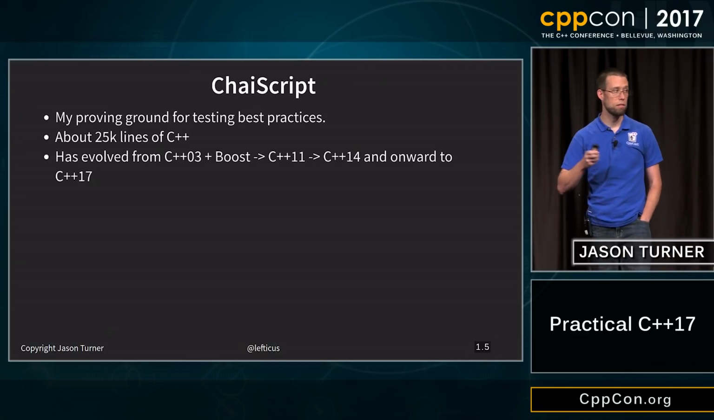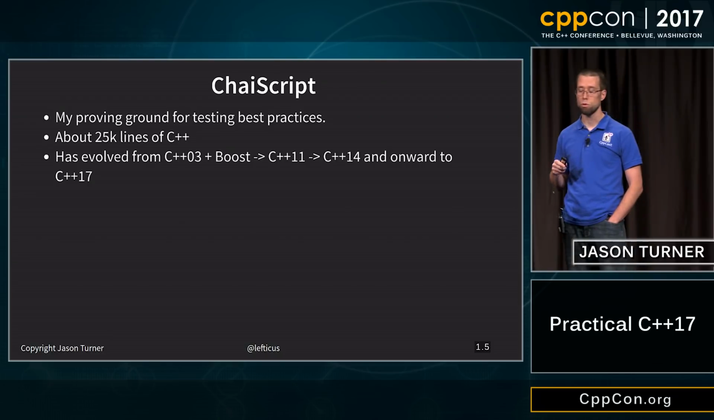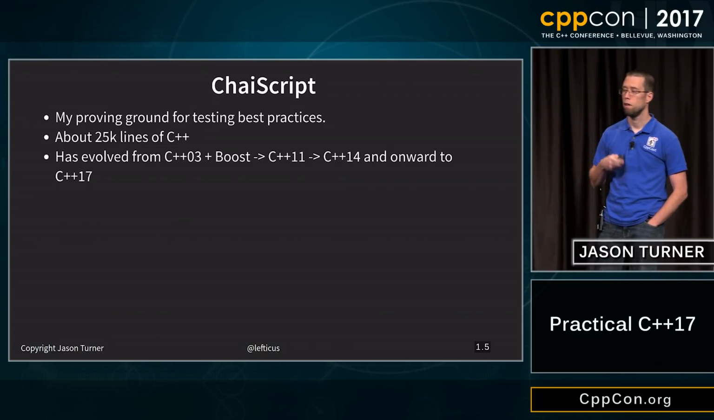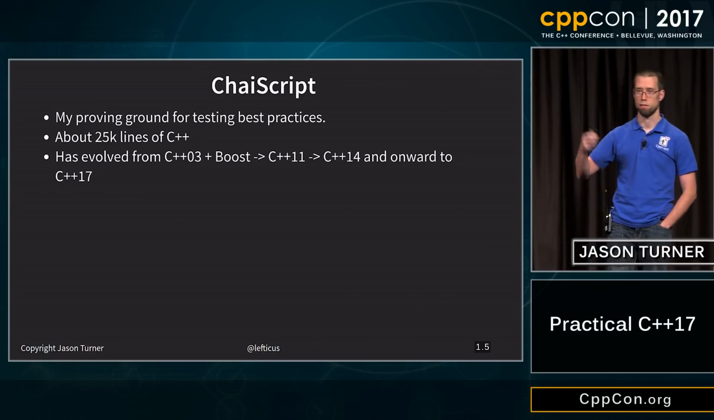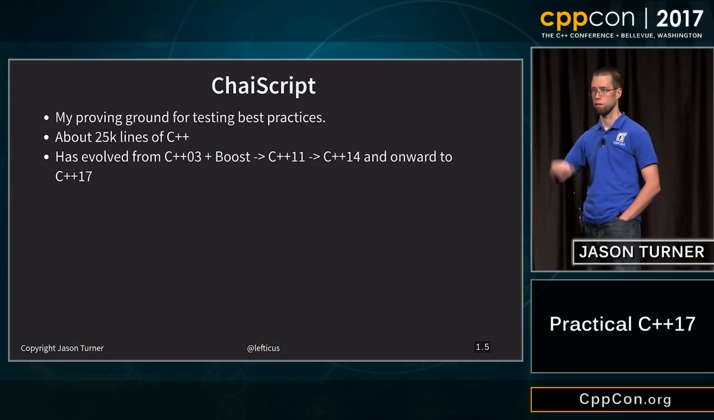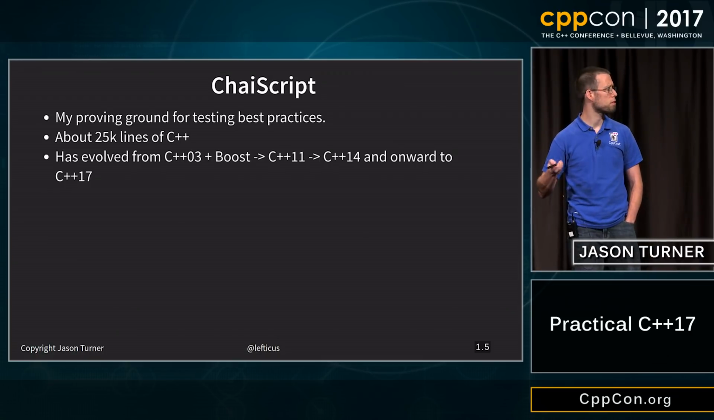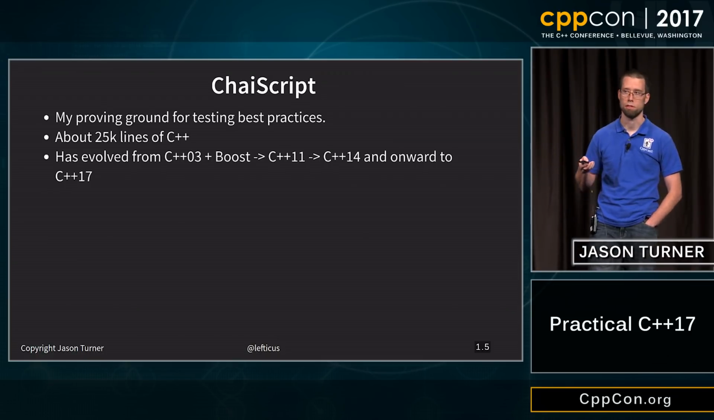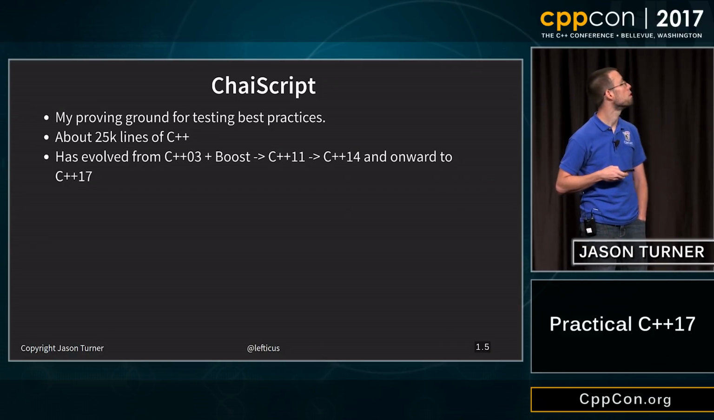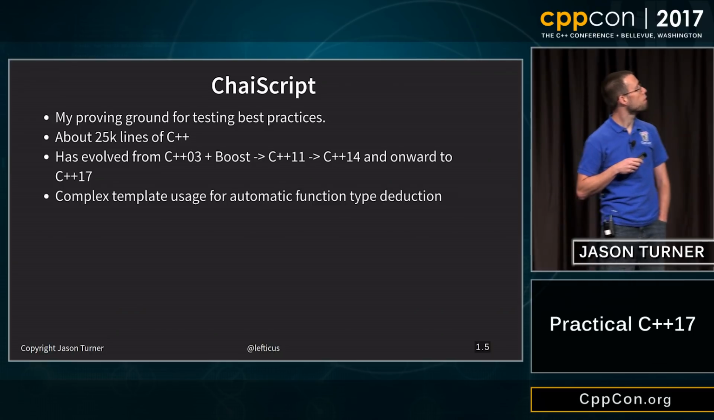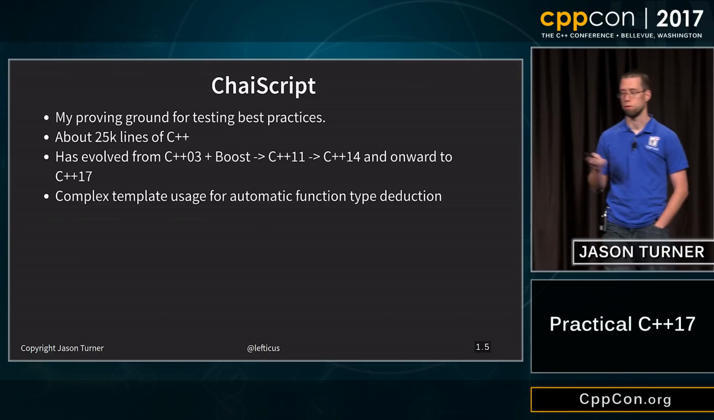And as you can see here, it's had lots of growing pains. We started with C++03 and using Boost with Boost shared pointer, which, since there was no unique pointer in Boost, has led to its own level of pain of trying to backtrack from having some of the shared pointer stuff. On to C++11, 14, and 17. The cops are driving past, coming for one of you. And I've got lots of complex template usage for automatically deducing function types.